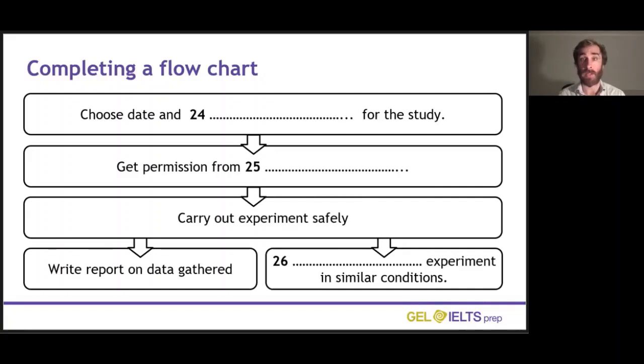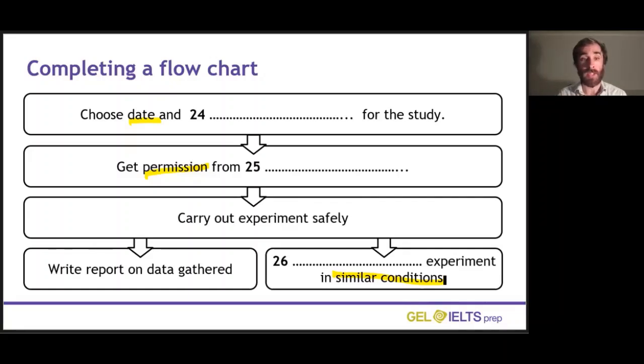Let's underline some keywords to start with. For question 24, we have choose the date and something for the study. So the word date there is going to be important because it's together with our answer. 25, we need to get permission from, and then the answer will be who or what we get permission from. In 26, well, the word experiment is the whole flowchart, so maybe similar conditions is what we need to listen for. So a synonym or related word to similar conditions will be in the listening there.